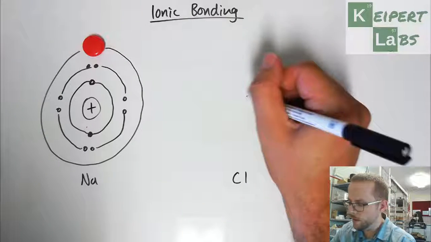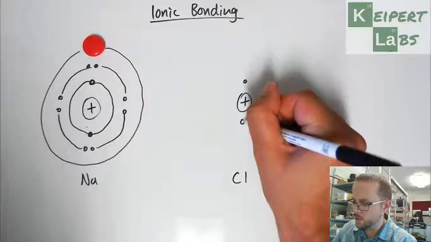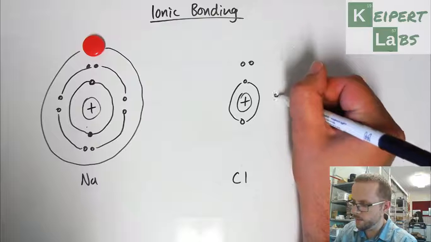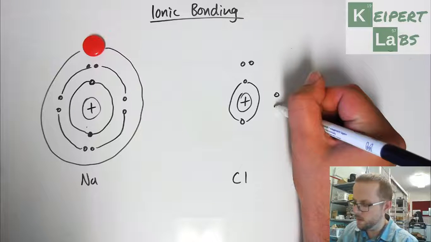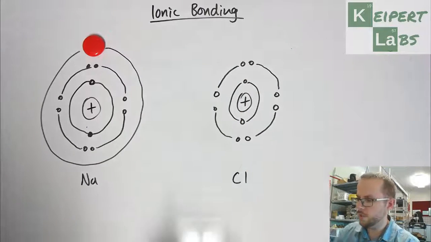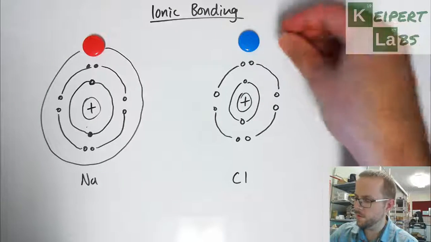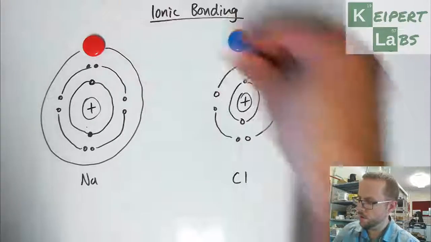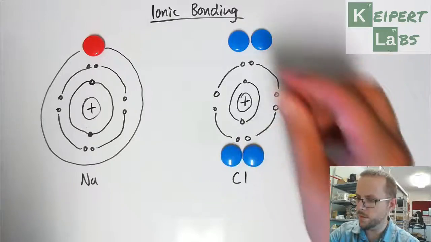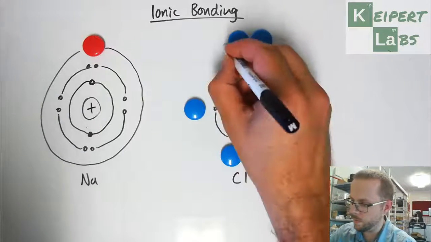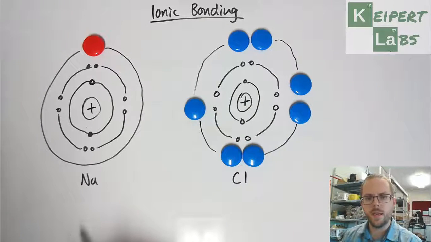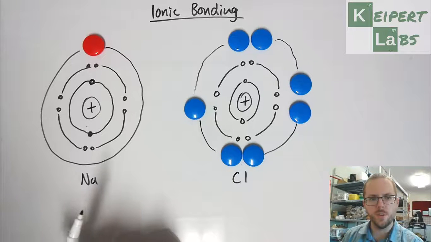Then we get chlorine, so same sort of deal: positive nucleus, 2 in our middle shell, and then we've got 8 in our next shell, and then we've got 7. So 1, 2, 3, 4, 5, 6, 7 in our outer shell. It's in group 7, and sodium's in group 1. So we can identify that that's the number of electrons that we have.